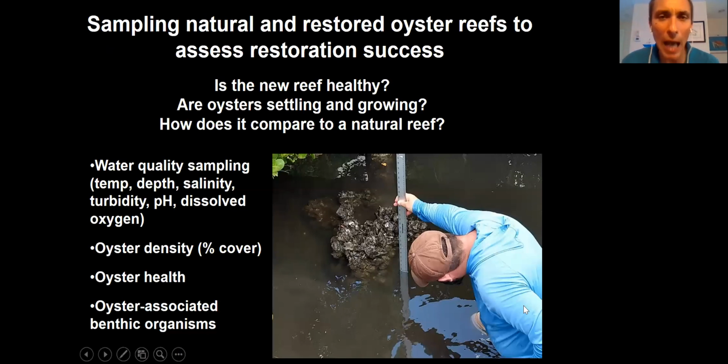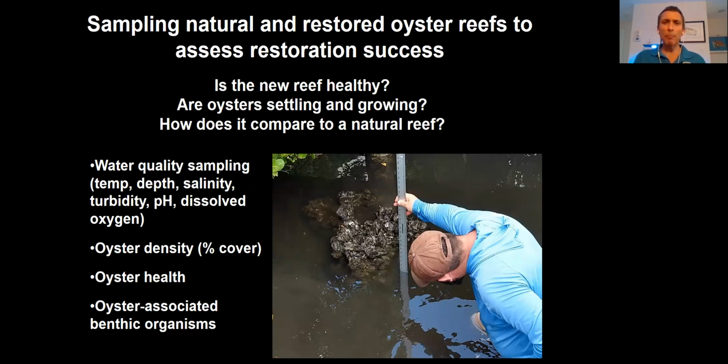Now, the last topic that we're going to cover today is how we monitor the success of our restoration work. What's the point of building an oyster reef if you can't document that it's actually functioning somewhat similar to an oyster reef? So we need to find out whether our new reefs are healthy. Are oysters actually living on the reefs and growing? And how does that reef compare to a healthy living oyster reef?